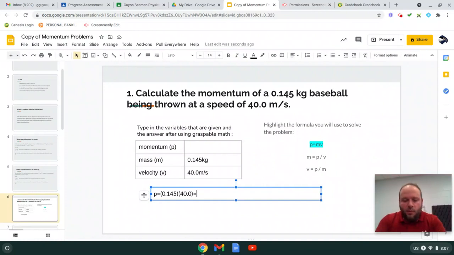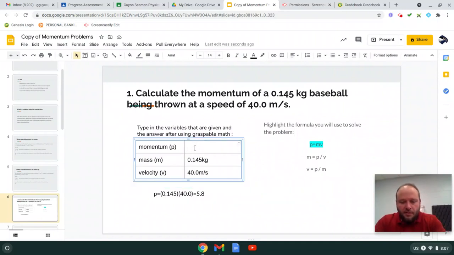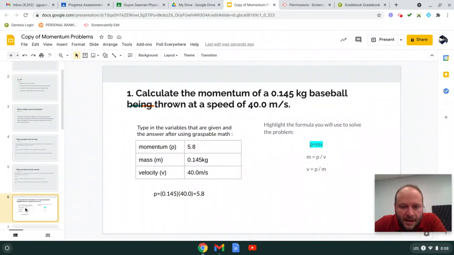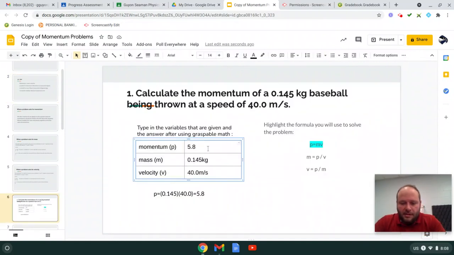and you get 5.8. Okay, so now I'm going to take that answer and put it up into the little chart here. I'm going to put 5.8, and I need to put in my unit. Well, if you can't remember what the unit is, you can always go back and click on slide 2. Slide 2 will tell you that the momentum is measured in kilogram meters per second. So now I can go back and put that in. So kgm/s.